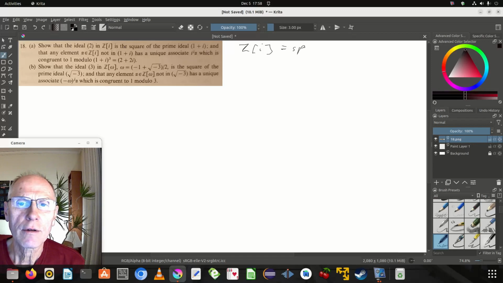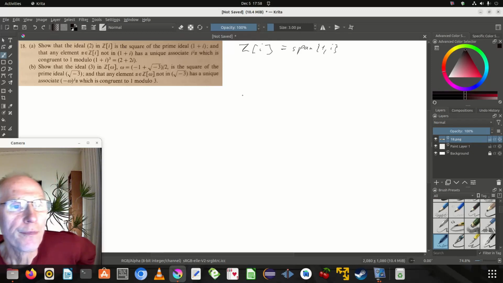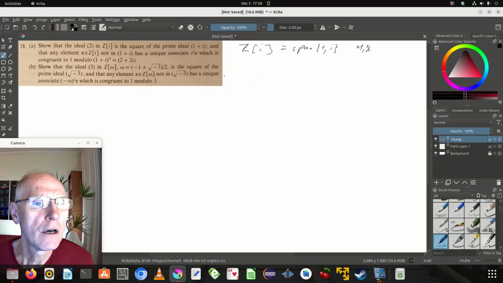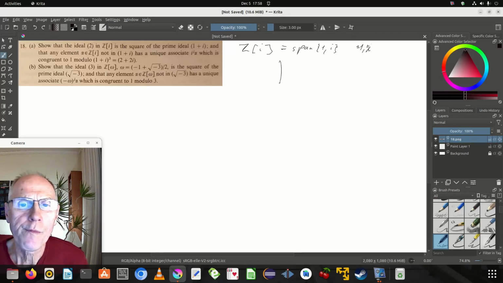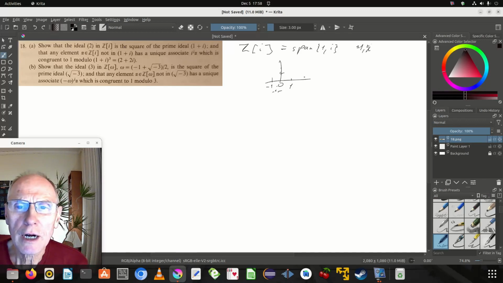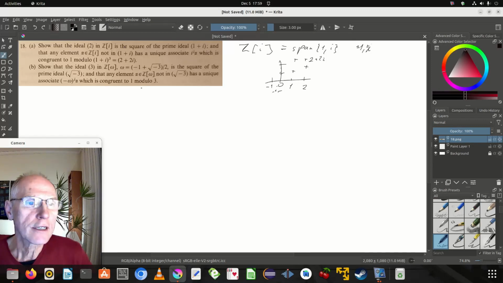And that's just the module spanned by 1 and square root minus 1. And the units are plus minus 1, plus minus i. And if we go up to 2 plus i, plus 2i, so that's the lattice.